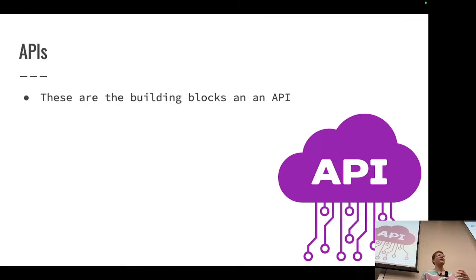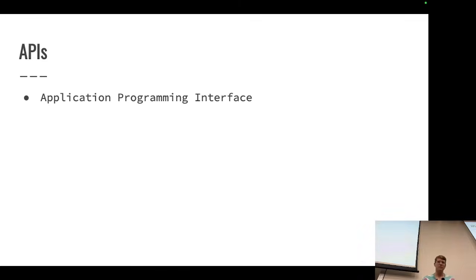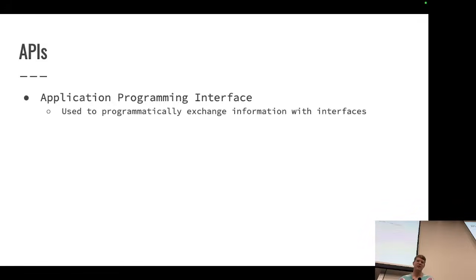We're going to do it via APIs. API stands for Application Programming Interface, and it's actually the way a lot of things on the internet work. Because doing things just by sending information over the browser isn't handy, and it's really good if computers can talk to each other in a way that computers can understand, even if it's slightly harder for humans to write it. It's used to programmatically exchange information with interfaces.